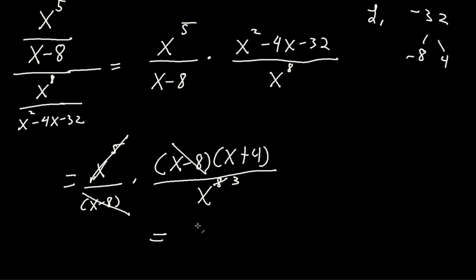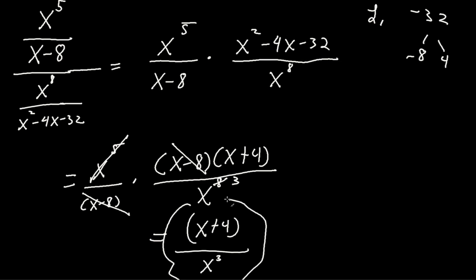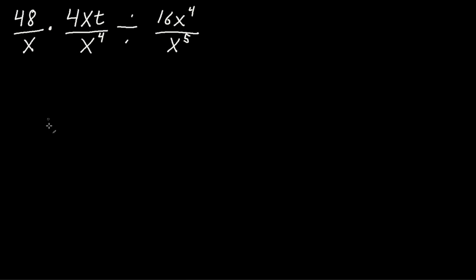So I think the final answer would be x plus 4 over x cubed. That'd be the final answer. Again, we can't reduce these x's because these are separated by addition. So that'd be the final answer. Let's look at another example.